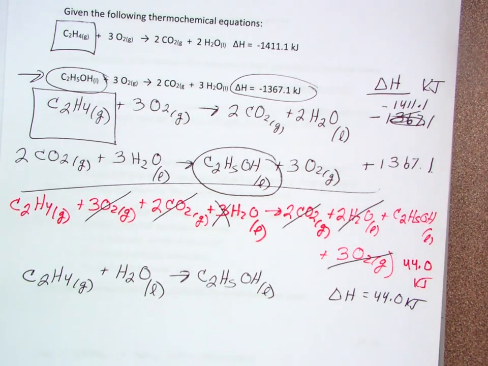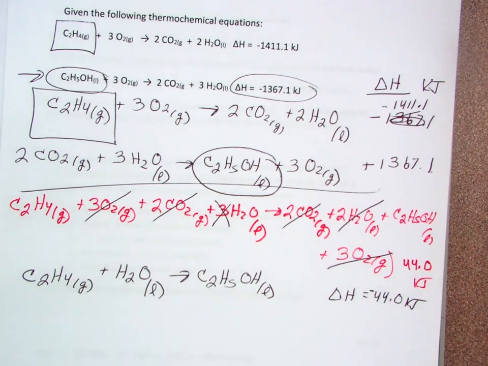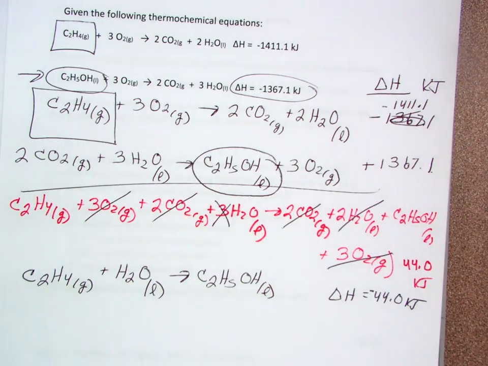So this was a little bit simpler because I only had 2 equations to deal with. Sometimes your equations that are given, sometimes you'll use all of them, sometimes you won't. Question? It is negative 44. Was that it? Okay, thanks. Yeah, when you add these together, it is negative 44. So that is Hess's law.